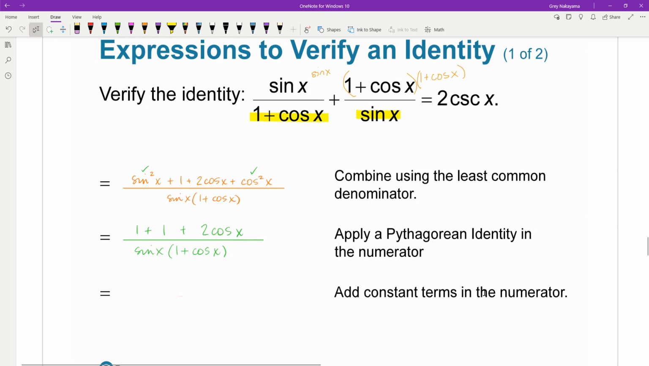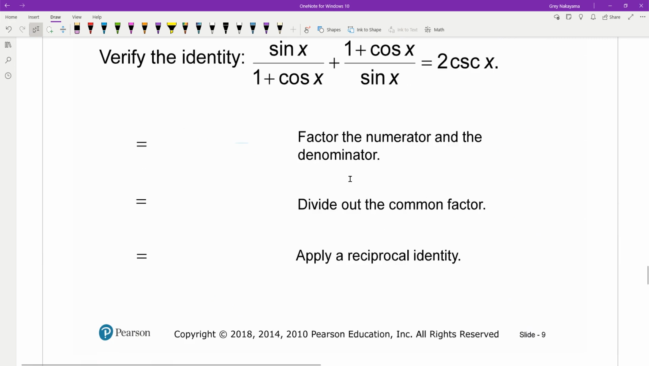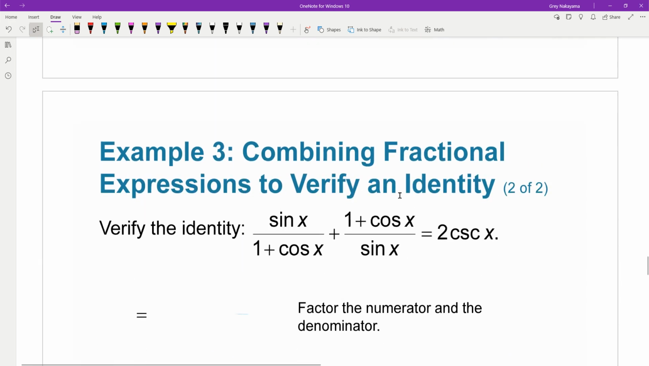All right. Next, add the constant terms in the numerator. Well, my constant terms are 1 plus 1. So again, my bottom is not going to change. 1 plus 1 is 2. And then I have plus 2 cosine x. So going on, because I couldn't get it all on one page, factor the numerator and the denominator.